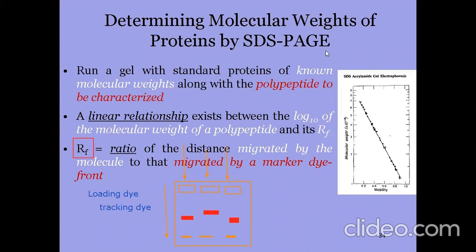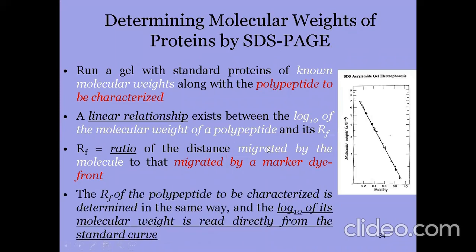And after that, the RF of the polypeptide to be characterized is determined in the same way, and the log 10 of its molecular weight is read directly from the standard curve. So from the standard curve, if we compare the two, this is molecular weight into 10 raised to power minus 4, this is the log of that, and this is the mobility. So the more the molecular weight, the less the mobility. If the molecular weight is more, the mobility is less. If molecular weight is less, the mobility is more.